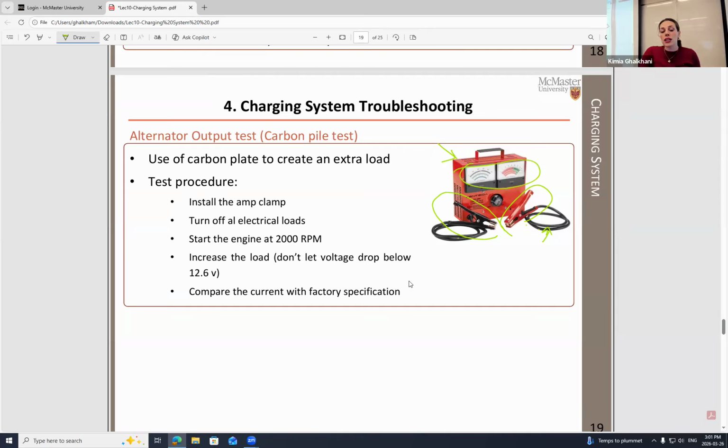If they start the engine at 2000 RPM, definitely it's a good one. Otherwise, they have to increase the load, and they have to make sure that a drop below 12.6 is going to be a faulty situation. They have to compare the healthy operation with the non-healthy operation. If anything, replace it. So this is it.